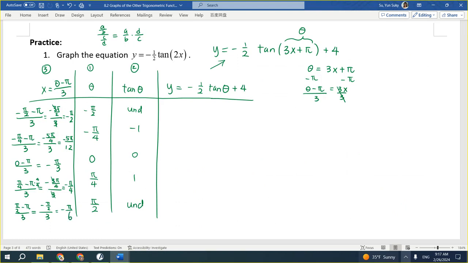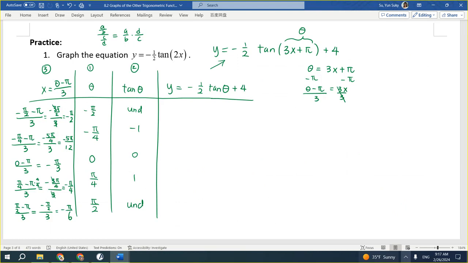Let me wait for everybody to finish this column. Next example. Yeah, write down the steps. How do we get those numbers? Okay. Next example, you will do it.